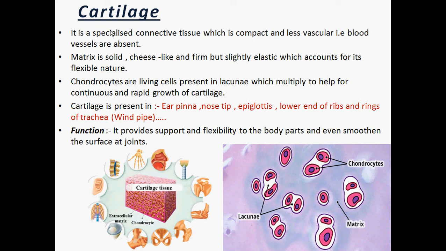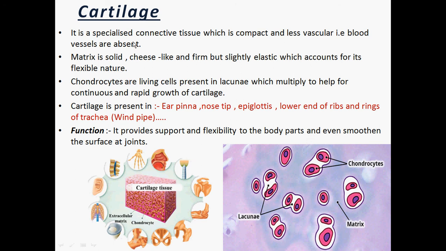So for the interlinking of the bones and performing the function of anchoring the different organs, there is a requirement of some kind of smoothness, elasticity and flexibility at the different joints or interlinkages between the various bones. For that purpose, there is a specialized connective tissue named cartilage, which is compact and less vascular. That means the blood vessels in the case of cartilage are mostly absent.